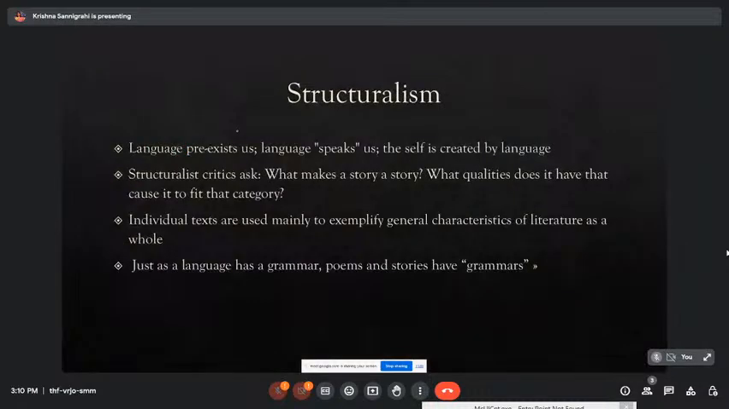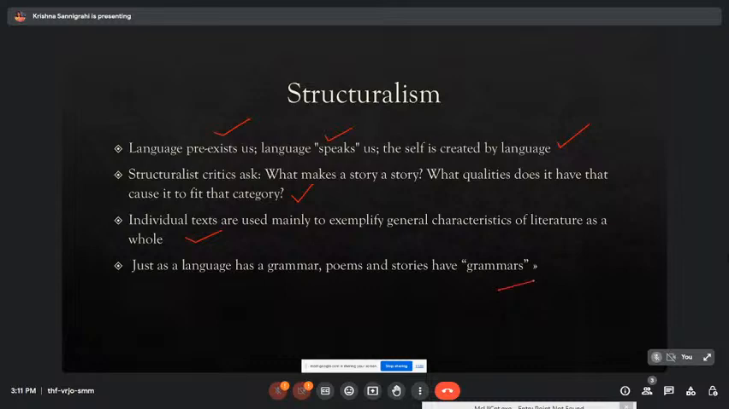So language pre-exists us, that is, it is there before us, it speaks us, and the self is created by language. So our identity, self, is created by language. The structuralist critics ask what makes a story, what qualities does it have that cause it to fit into that category? So why are we calling a story a story? Individual texts are mainly used to exemplify general characteristics of literature as a whole. And just as a language has a grammar, poems and stories also have grammar.